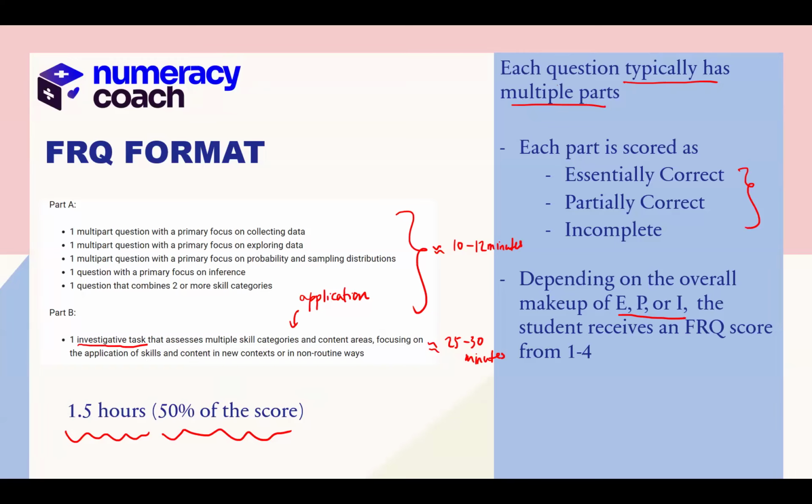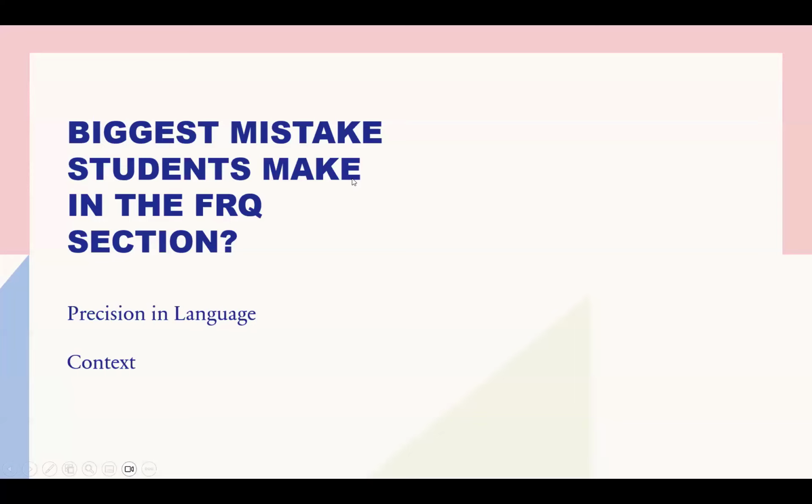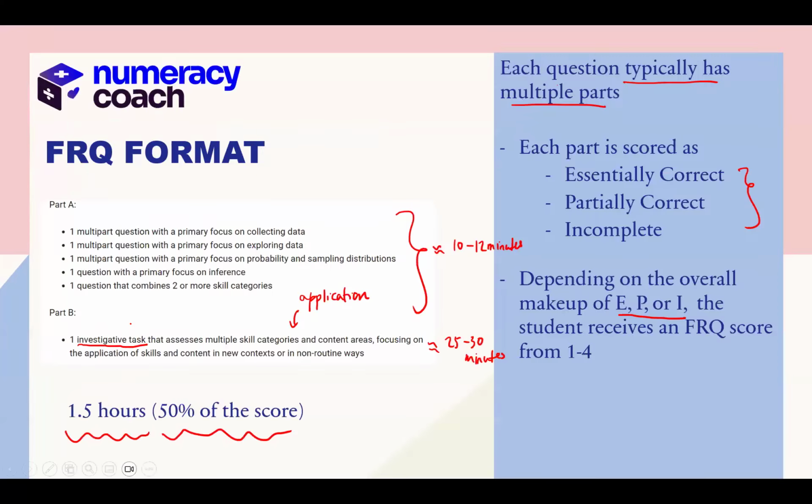Right. So we talked about how one of the biggest mistakes is precision in language. You've got to be really precise and stay in context, so I want to go over those things. As Ms. Biro said, for the questions, you're definitely going to have one question on collecting data and one on exploring data. This is typically your chapter 1, which is where most students are right now, so those are really important chapters.